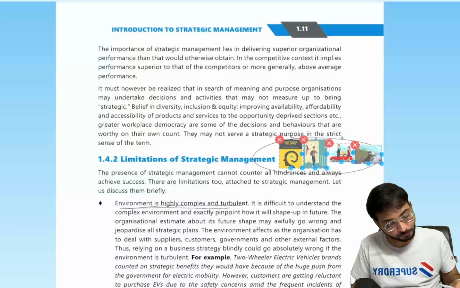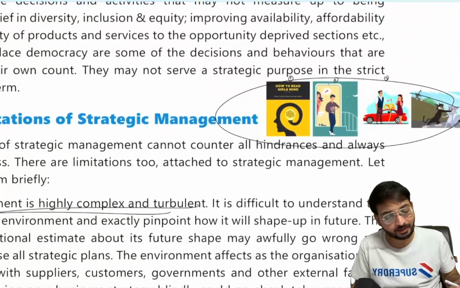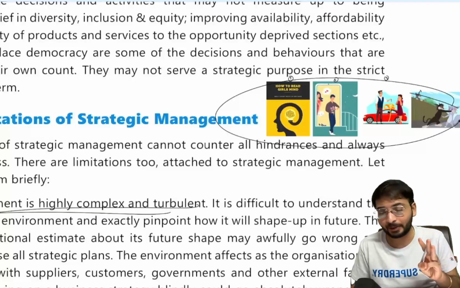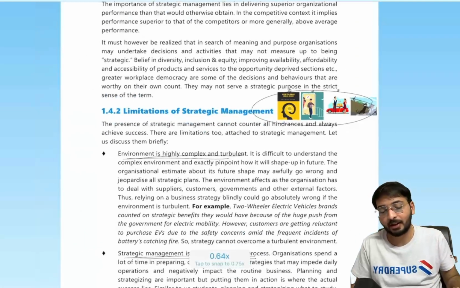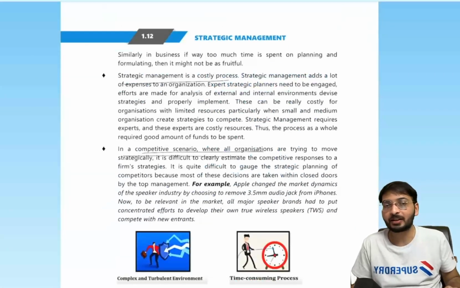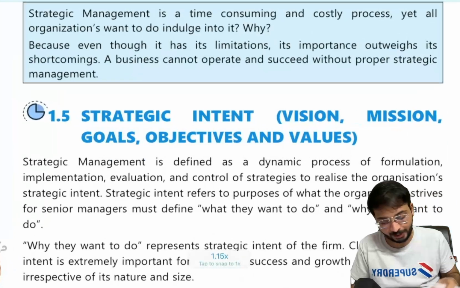First one, the environment is highly complex and turbulent. Second one, SM is a costly process. Third one, SM is a time taking process. Fourth one, it is difficult to estimate the competitive responses. Now you can remember, yes. So these are the advantages and disadvantages, which are the limitations of strategic management.